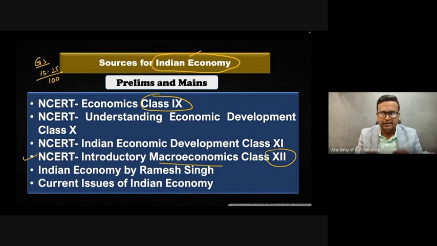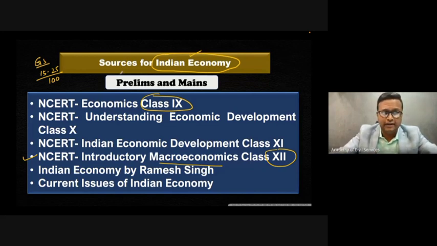Microeconomics means the small economic part, that is, the economics of a family and how to manage it, or the economics of only a tribal community. That comes under microeconomics. In macroeconomics, we have to study the economics of India and the economics of the world. Then, of the NCERT 12th standard books, from our exam point of view, we have to study only Introductory Macroeconomics class 12.